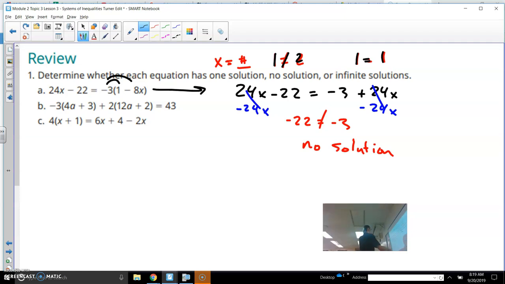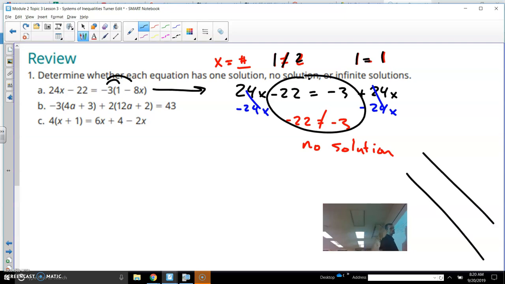I start by distributing -3 into 1 minus 8x. That's what I have here on the right. And what I notice is that that gives me 24x on both sides. And when I go to subtract 24x, those end up canceling out, and you're left only with the constants, but they don't equal each other, so that means you have no solution. These are like two parallel lines that never ever cross. So there's no point of intersection, there's no solution.